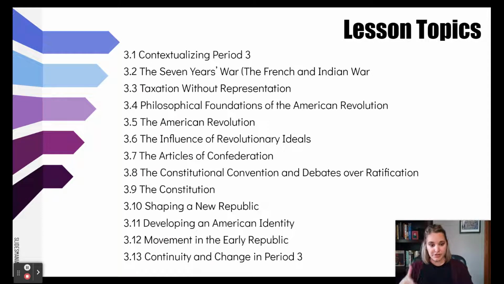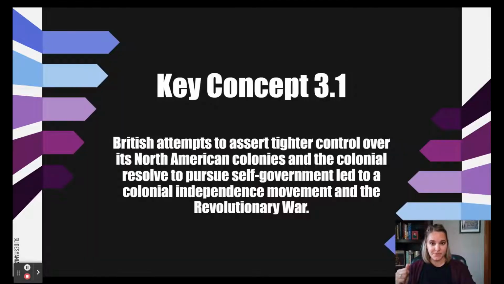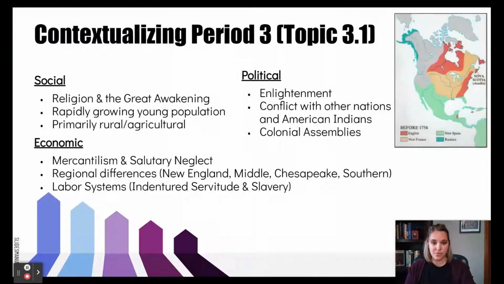So in this unit, there are 13 lessons, 11 of which cover content. The first and the last are more skill-based. So our first concept for this unit is that British attempts to assert tighter control over its North American colonies and the colonial resolve to pursue self-government led to a colonial independence movement and the Revolutionary War. So we're talking about the tighter control, the stricter enforcement of economic policies, and how that led to the independence movement.